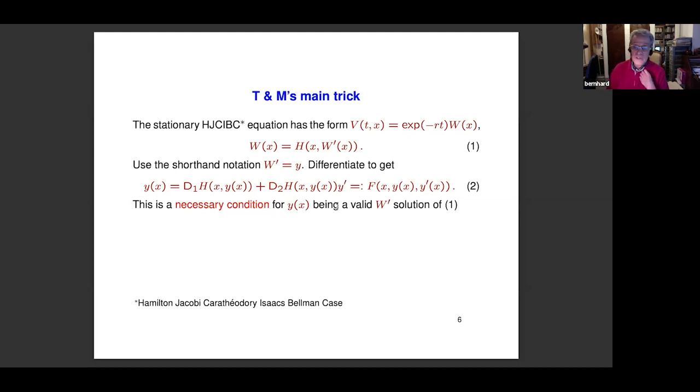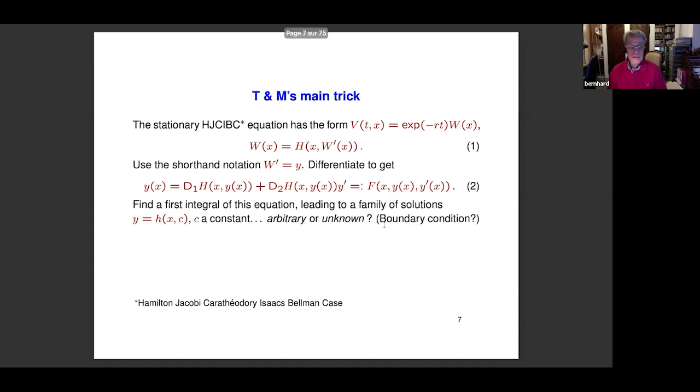Now I insist that the condition f of x, y, y prime equals 0 is a necessary condition, but only necessary, for y of x to be a valid w prime solution of 1. Then Tsutsui and Mino find the first integral of the equation f equals 0. And this first integral, which has an arbitrary constant c here, gives a family of functions y equal h of x and c, where c is a constant.